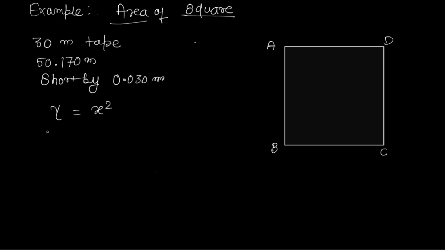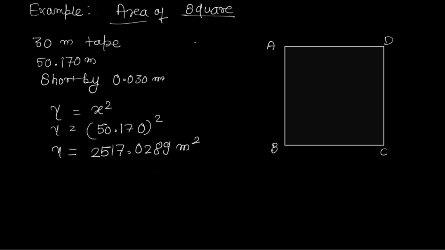Now if we calculate the area, let's say area is y and the measurement is x, then y equals x square. The area y is equal to 50.170 square, so y is equal to 2517.0289 meter square. Here we have not rectified for the error. We have just simply calculated the area from the measurement. But now we know that after measurement the tape was short by 0.030 meter.